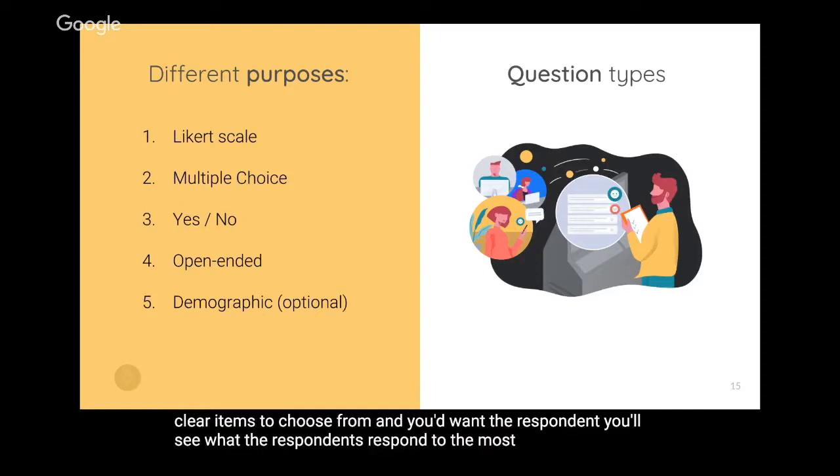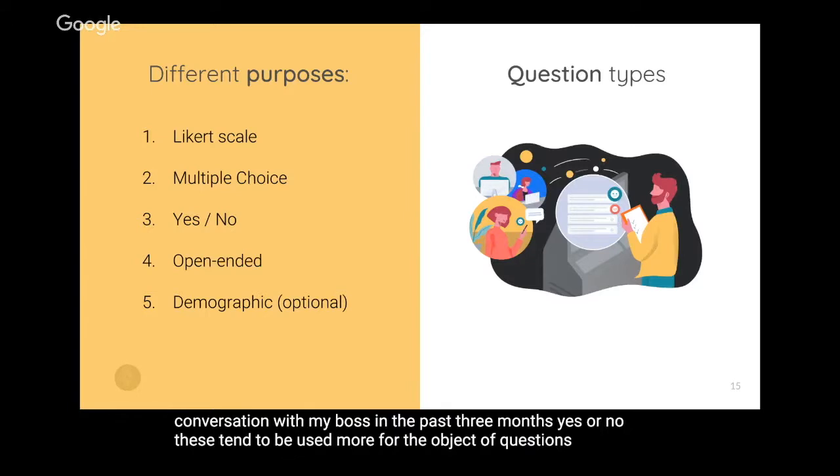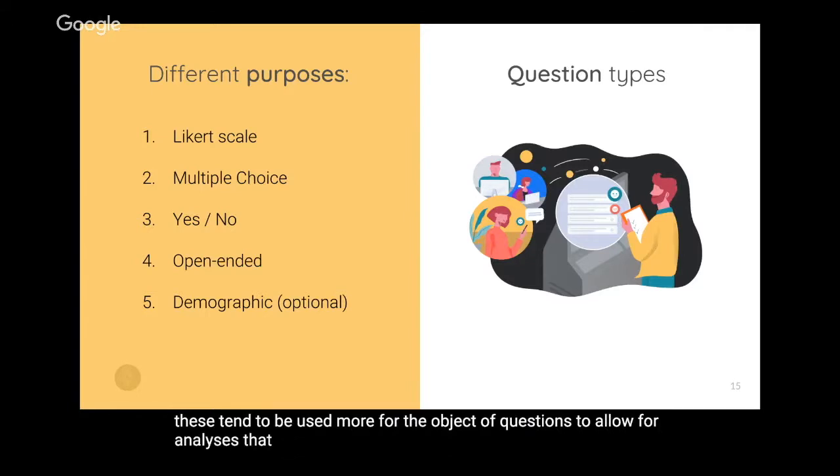Yes or no questions are quite self-explanatory. I have had a developmental conversation with my boss in the past 3 months, yes or no. These tend to be used more for the objective questions to allow for analyses that would be cut by all respondents who said yes versus all respondents who said no to this particular item.